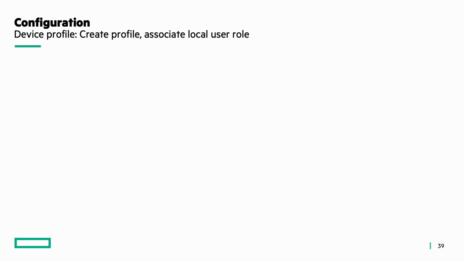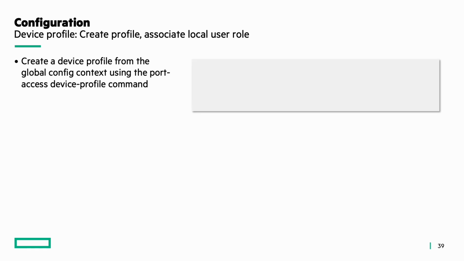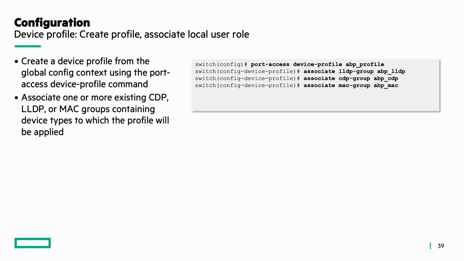To use app-based policy with device profiles, start by creating a device profile from the global config context using the port access device profile command. Associate one or more existing CDP, LLDP, or MAC groups with this profile that define the device types to which the profile will be applied.